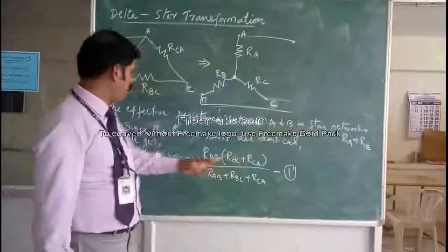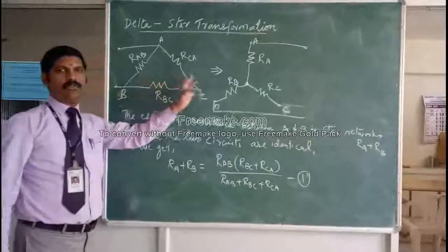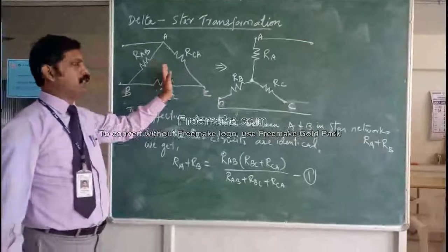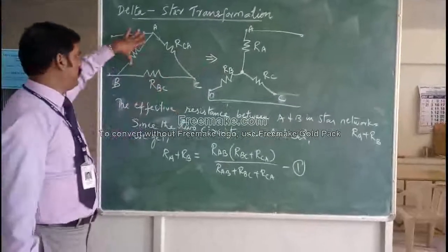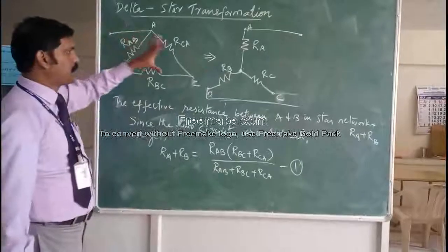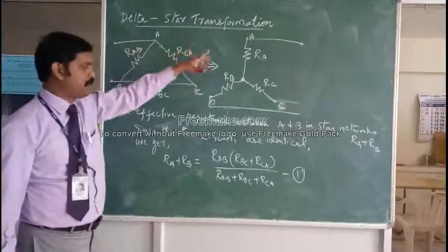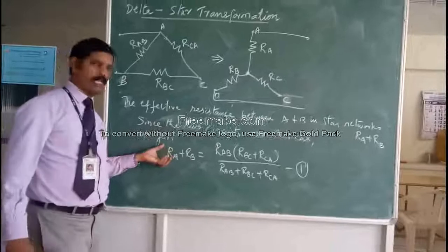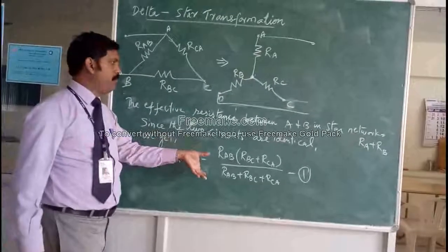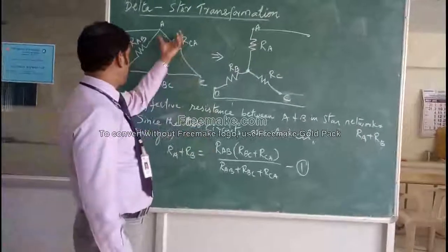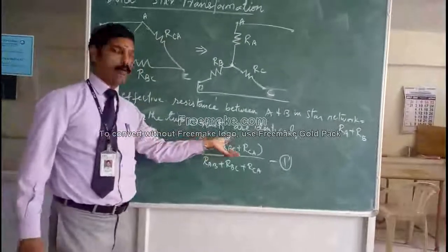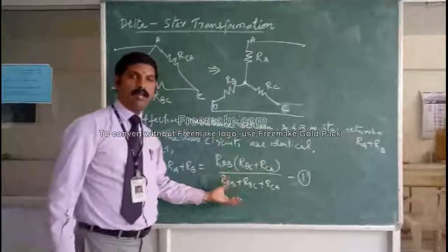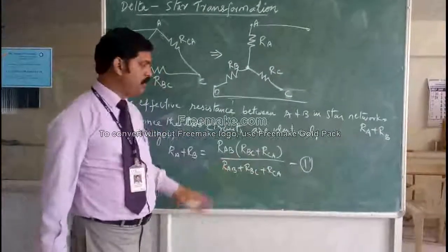Since we know that these two circuits are identical, we can now equate the resistance between A and B in delta with the resistance between A and B in star. So we can conclude that RA plus RB will be equal to the equivalent resistance between A and B, which is RAB into RBC plus RCA divided by RAB plus RBC plus RCA.